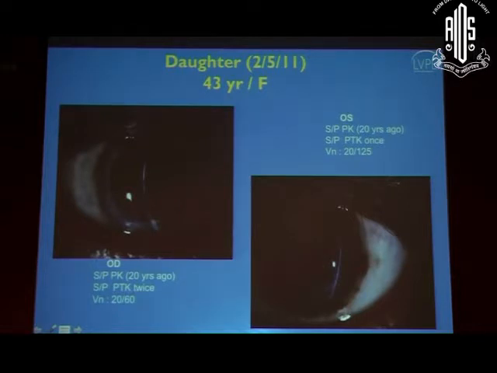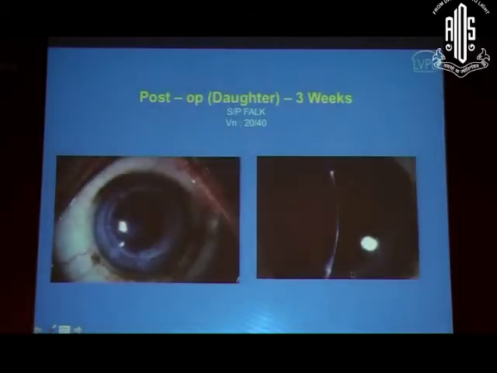The daughter, she's 43 years old. She had undergone PK in the right eye 20 years ago and in the left eye as well. She had undergone PTK twice in the right eye and once in the left eye. And her entry-level visual acuities were 20/60 in the right eye and 20/125 in the left. She had in fact come in for a PTK for her left eye. So we did FALC for this daughter, and the result was extremely satisfying.